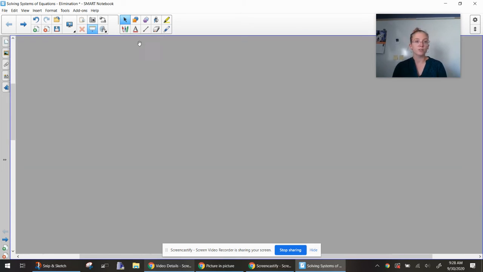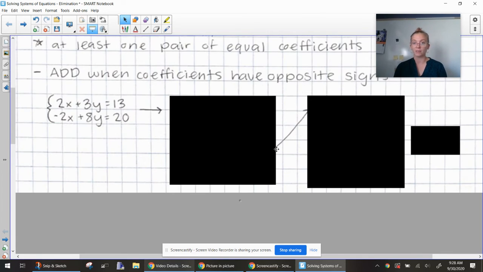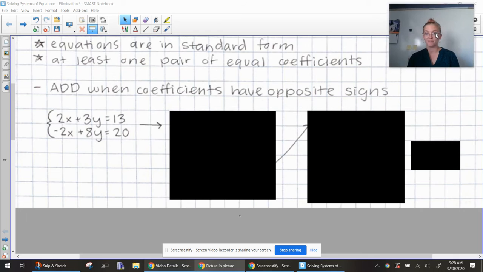We're going to look at a few different examples. We'll show when we add for elimination, when we subtract for elimination, and then when we multiply for elimination. Let's get started. So we are going to add to solve this system of equations when the coefficients that are the same have opposite signs.